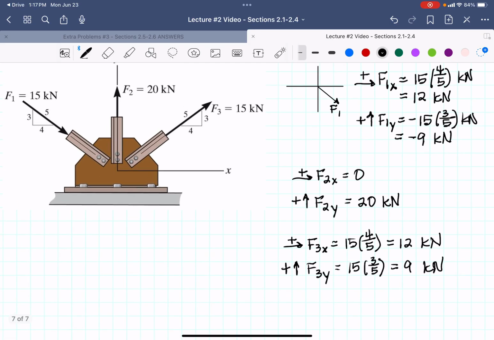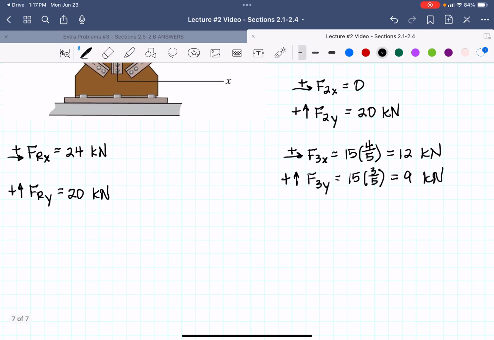So to get my x and y components, I'm going to say my x component is going to be 12 plus 0 plus 12, which is 24. And it is positive because its total is going to be to the right. And then my resultant force in the y direction is going to be negative 9 plus 20 plus 9, which is going to give me positive 20 kilonewtons.